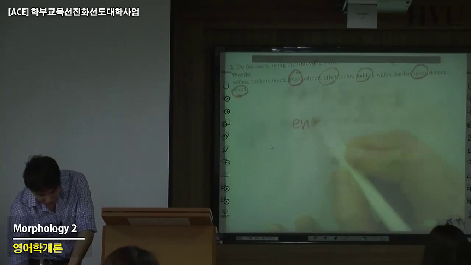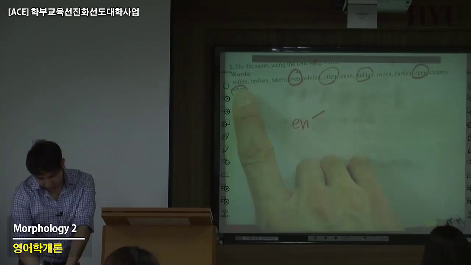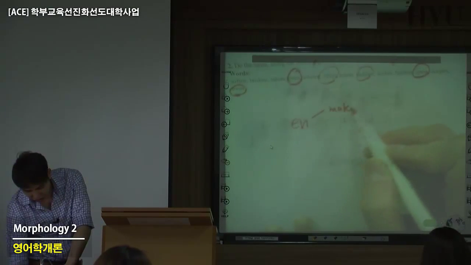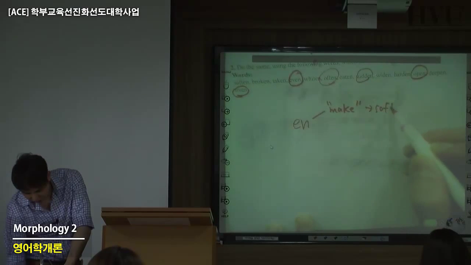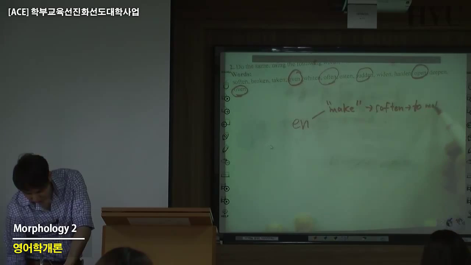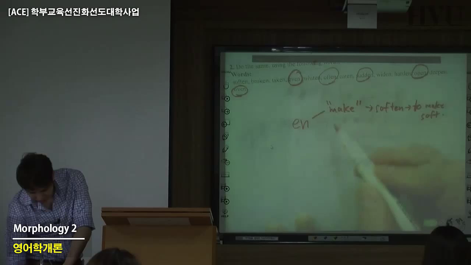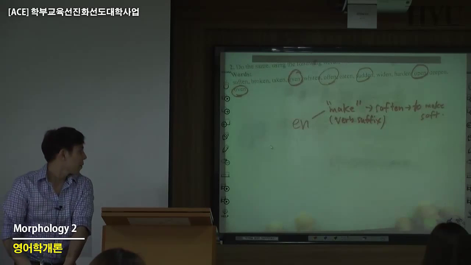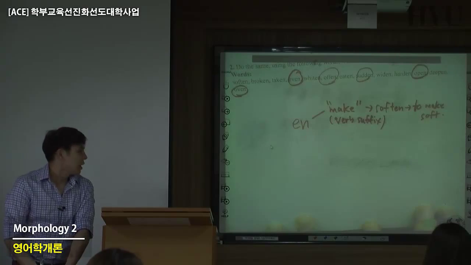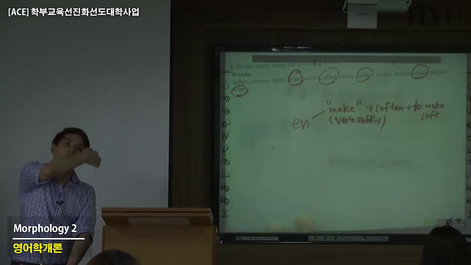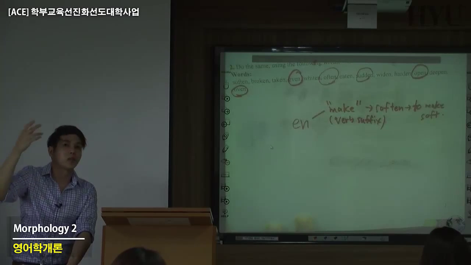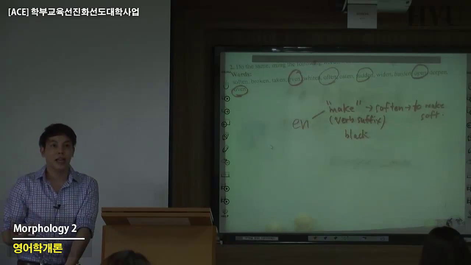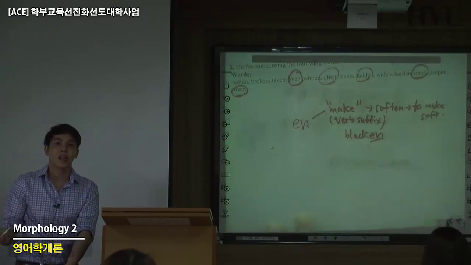So which morphemes mean which, right? We have the EN that you find in soften, whiten, widen, harden, deepen. That EN means to make. So soften, to make soft. It's a verb suffix also, okay? So whiten means to make white, and it becomes a verb. The noun white becomes the verb whiten, like that. So when you have the noun or adjective black, you want to make it into a verb, you can say blacken too, right?